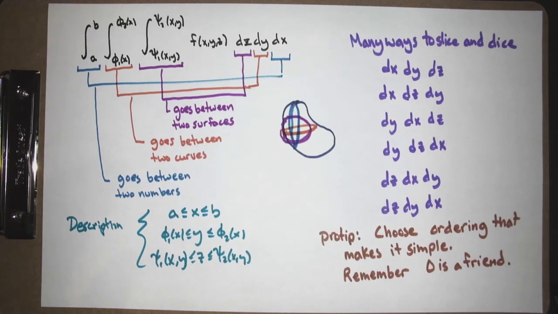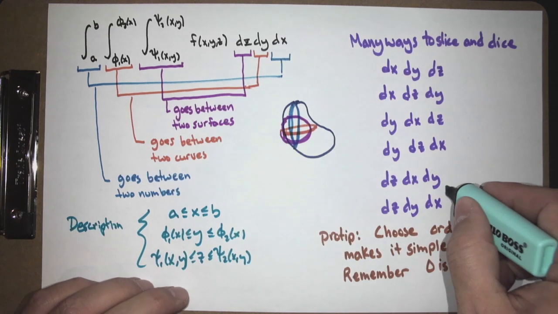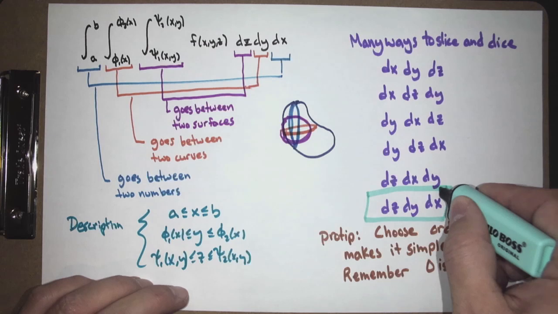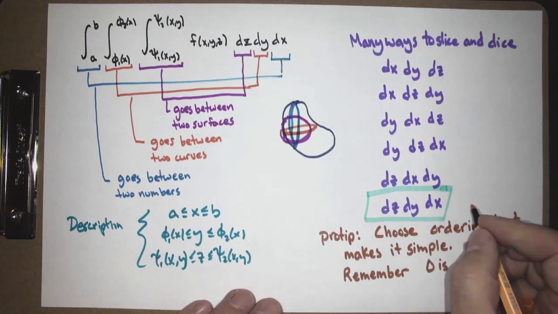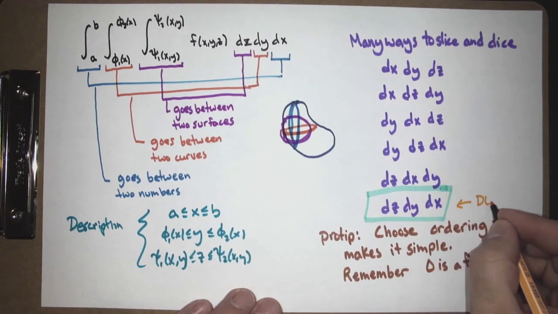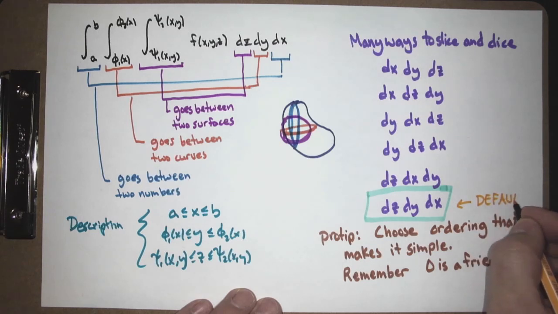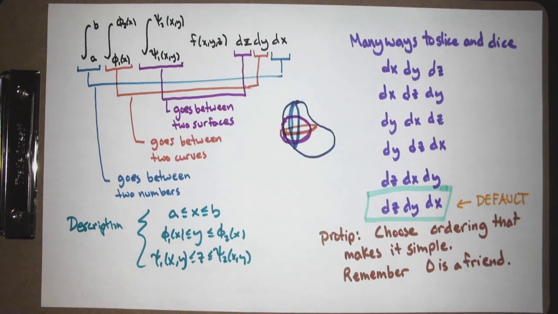And, okay, I'm saying a lot of things. But I will say, if you don't have any other idea, this is sort of our default: dz, dy, dx. Now, it's not because this is better or worse. In some cases, it can definitely be worse.